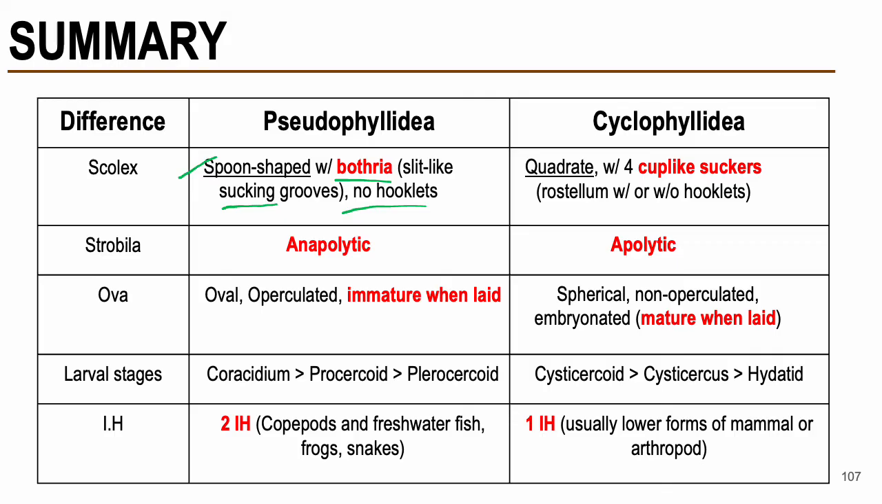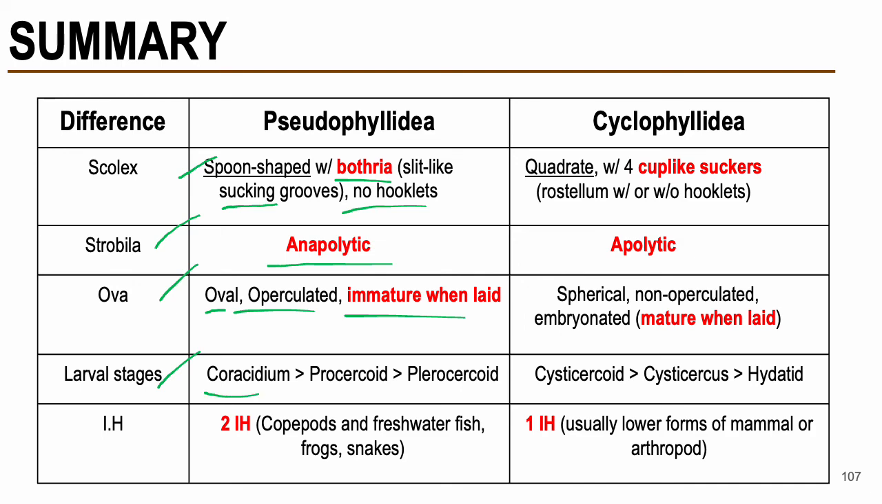Aside from that, their strobila, specifically their gravid segment, releases eggs and then detaches the particular gravid segment, called anapolytic. While their ova are oval, operculated, and immature when laid, and in terms of their larval stages, they contain 3 larval stages in total.